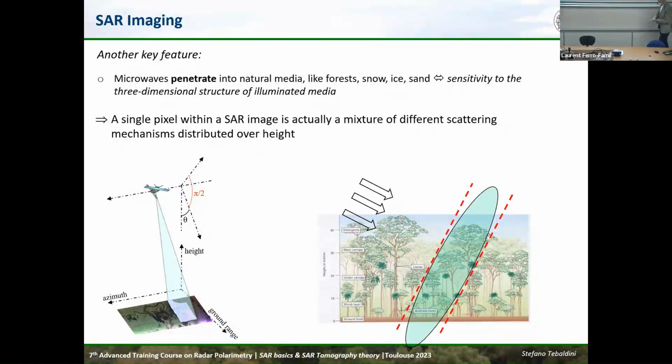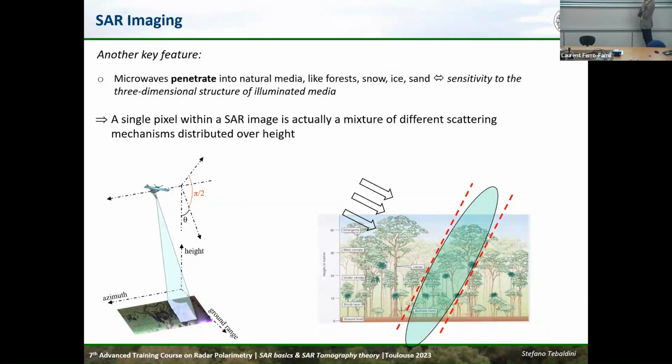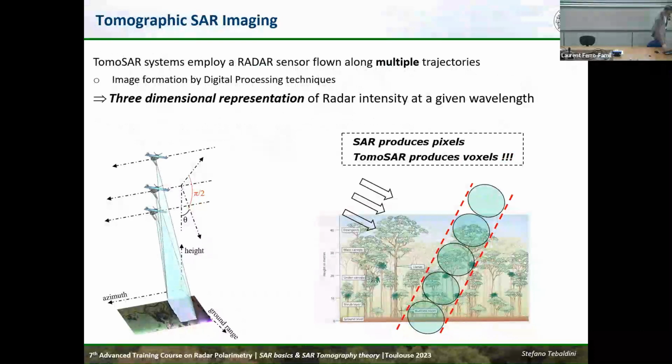So this means that each pixel is actually the result of the contribution of every target, every scatterer, let's say, every object that is in this region. So let's say that is found at the same distance from the radar trajectory. For the case of forest, it means that within a single pixel, you have the ground, you have the lower canopy, you have the top of the canopy, and so on. And here is where the concept of SAR tomography pops in.